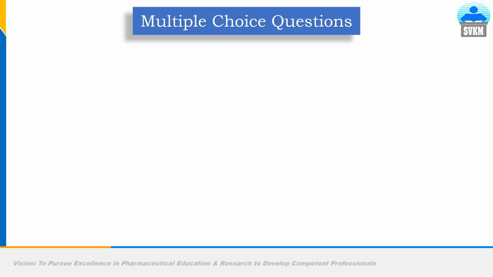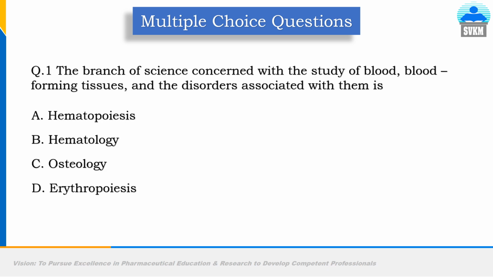Now the last point, the multiple choice questions. Here I have put out some MCQs. The first question: the branch of science concerned with the study of blood-forming tissues and disorders associated with them is called: first option, hematopoiesis; second option, hematology; third option, osteology; and fourth option, erythropoiesis. Think over it, take a pause and then try to solve this question. The answer is hematology.